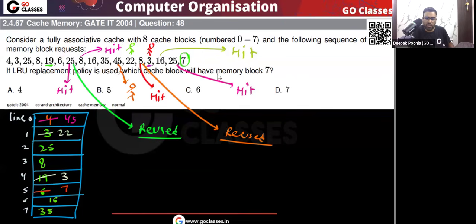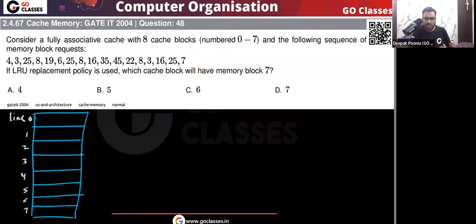So that's it. You can see at the end, this memory block 7 will be present in which cache line? It is present in cache line 5. So for this question, the answer will be option B. Is this clear? The answer will be option B, meaning the memory block 7 will be present in line 5. But there is a problem in this question.